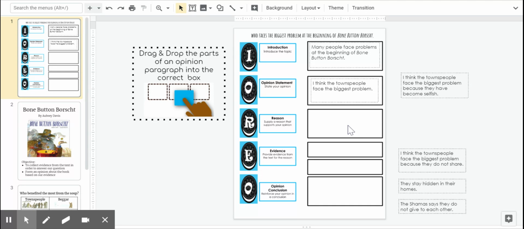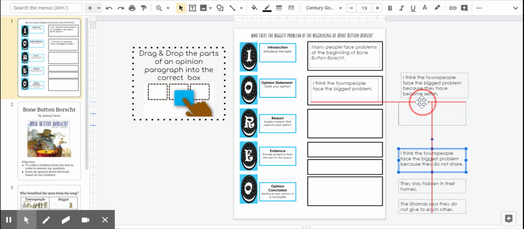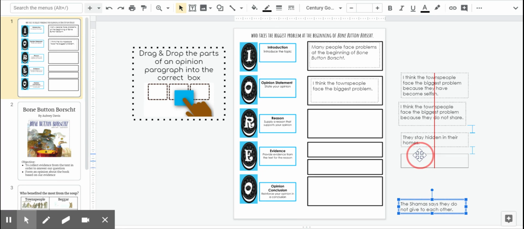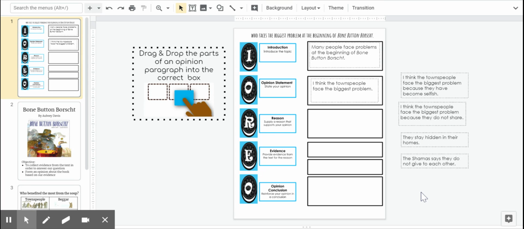Now we need to add our reasoning here, and this is where we need to make sure we use the word because. We have 4 options of sentences left. We need 1 sentence that uses the word because that shares the reason for our opinion, and another opinion sentence will be our conclusion sentence. Let's look through these 2 sentences that start with the phrase, I think. I think the townspeople face the biggest problem because they have become selfish. Or, I think the townspeople face the biggest problem because they do not share. Those are 2 examples of wonderful reasons and opinion sentences.